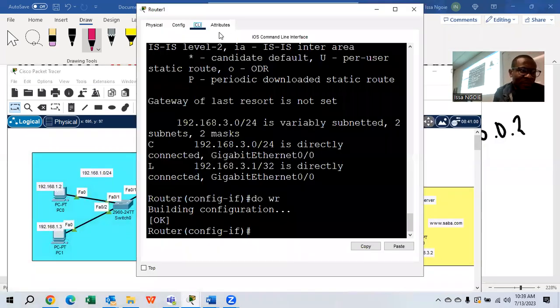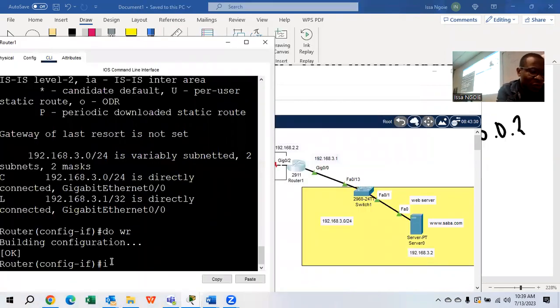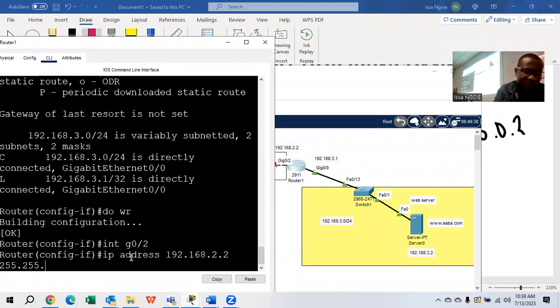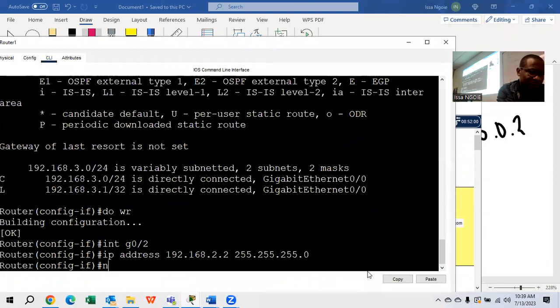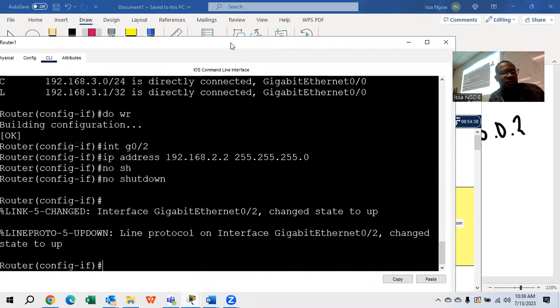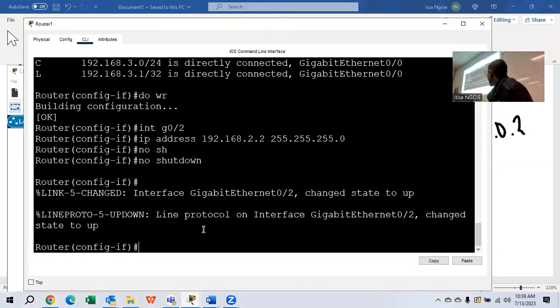We're gonna do the same, but remember that we are using the gigabit 0/2, but I don't know which one you use on your side. The IP address 192.168.2.2. No shutdown. Right? Because we are done. When you are done doing something, you can try to check your routing table. Let's see what is there.